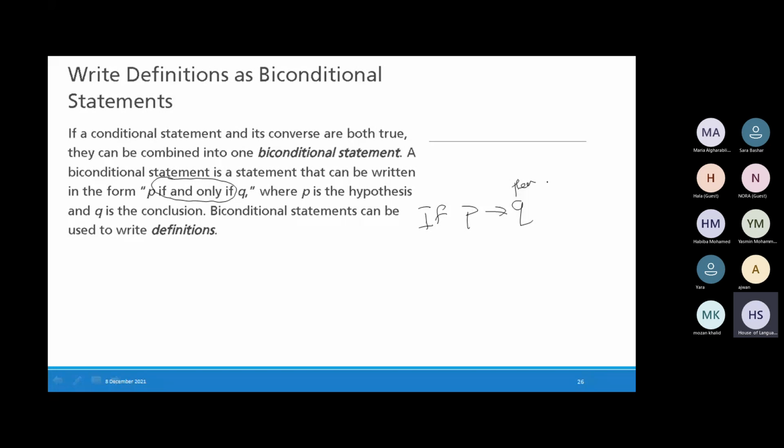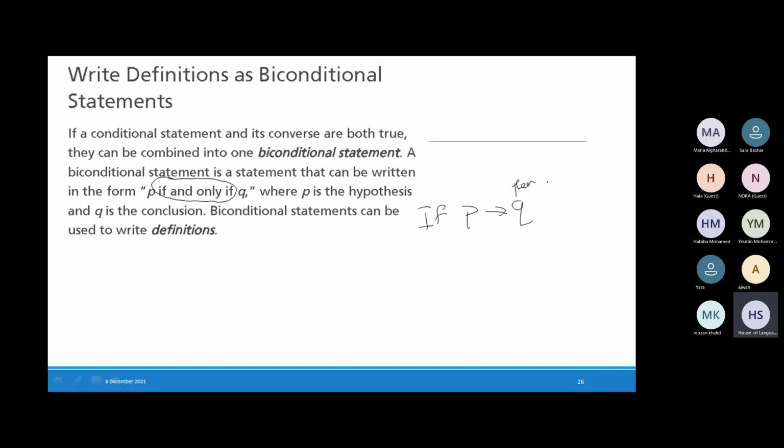What do I mean by definitions? Remember when you say that supplementary angles are two angles whose summation is 180. This is the definition. How will you say it? You will say the supplementary angles are if and only if their summation is 180. You just take the definition, put if and only if in the middle. That's it.